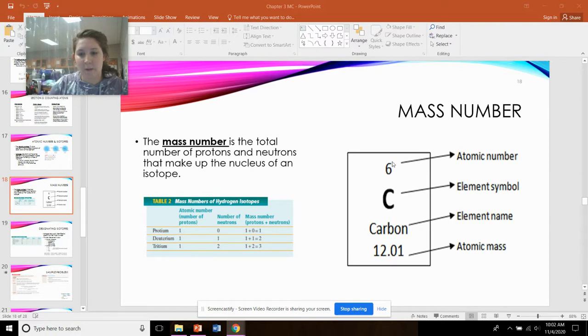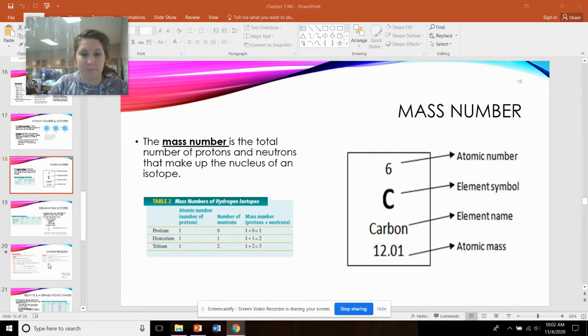So here's the atomic number. Again, that's the number of protons. We have our element symbol, we have the name, and then we have the atomic mass. Now the atomic mass on the periodic table is that weighted average, and we're going to talk about that in just a minute. But you can usually look at this number and determine how many protons and neutrons there are. You would subtract the atomic number or the number of protons from this number to get the number of neutrons. And neutrons are always in a whole number. The decimals come from that weighted average that we're going to talk about in just a second.